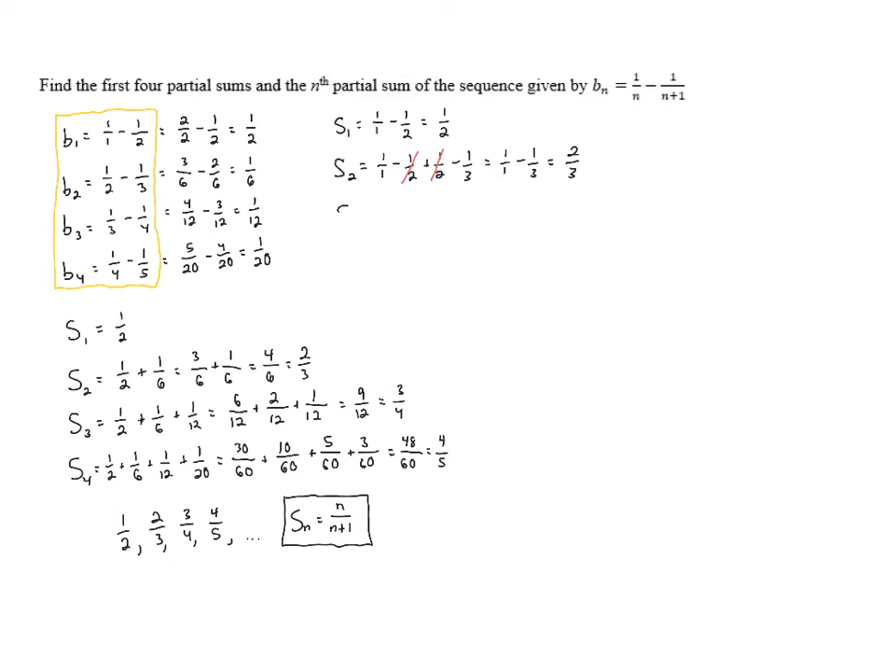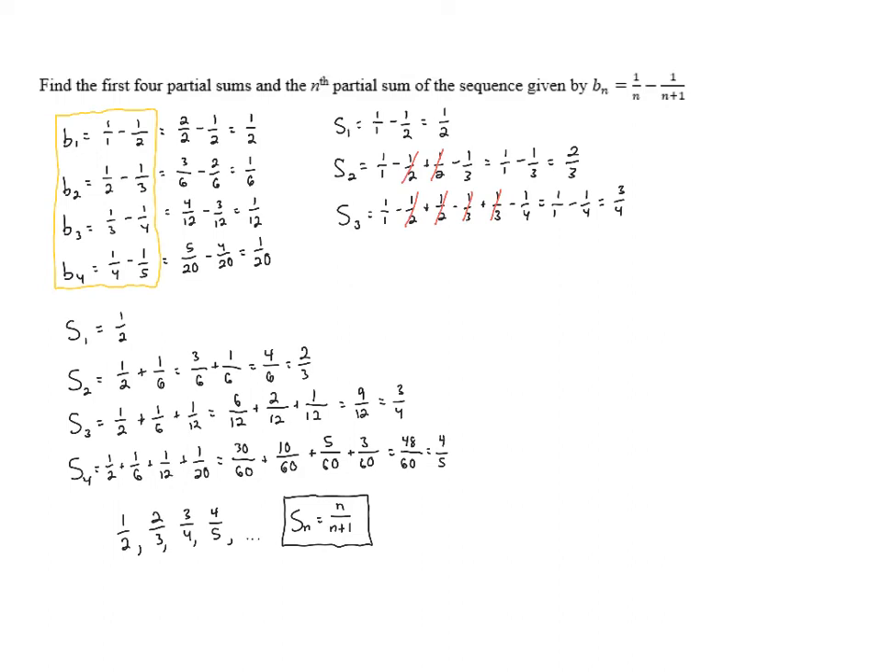Let's continue to look at the third partial sum. We've got 1 over 1 minus 1/2 plus 1/2 minus 1/3 plus 1/3 minus 1/4. That's just adding up the first three terms as we have over here. And we notice we've got some cancellation. The 1/2 and the 1/3 both cancel out. And so we end up with 1 over 1 minus 1/4, and 1 minus 1/4 is 3/4.